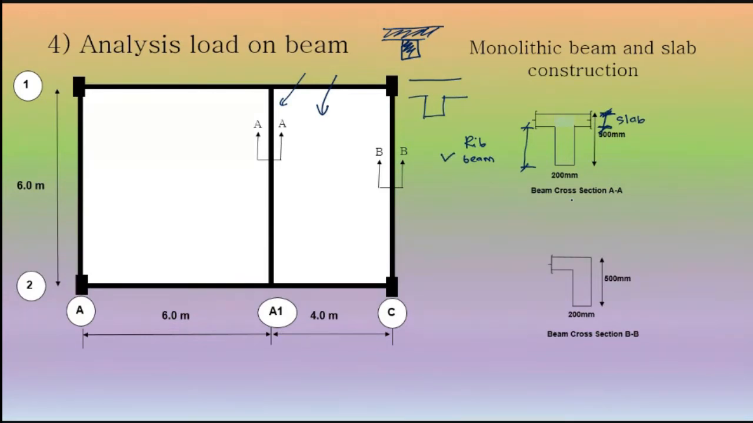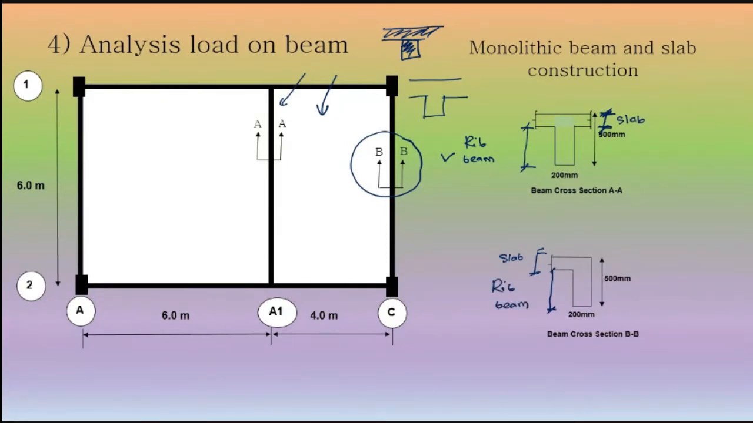Okay guys. Ni beam cross section untuk AA. Tengok ni, beam. Kan sini beam, ni atas lantai. So dia bentuk T. Kalau kata cross section BB, pada cross section BB ni, kita tengok sini. Ini beam. Ini slab. Ini beam. Ini slab. Ini rib beam. Rasuk berbibir.